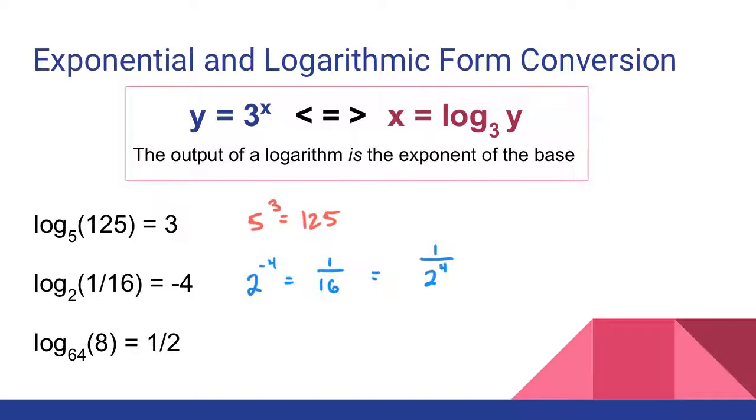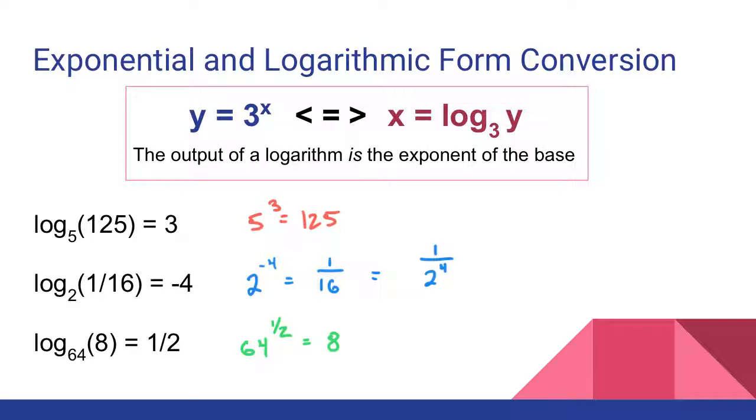And same here in this last problem, if you have 64 in the base, the exponent is going to be 1/2. Because again, the 1/2 was the output of your logarithm, and the output of a logarithm is the exponent, so you have 64 to the 1/2. That is supposed to equal 8.